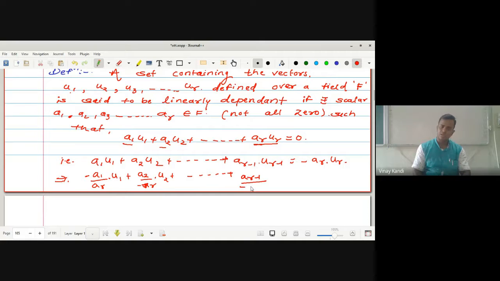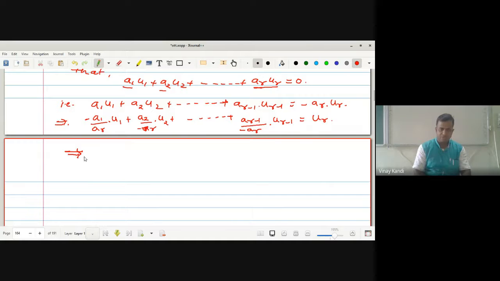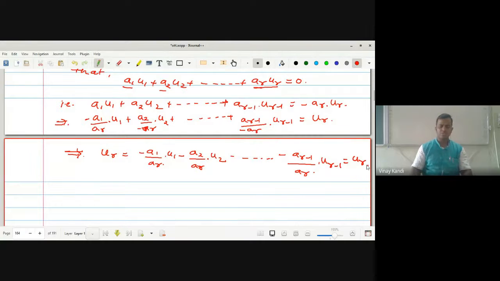Plus minus ar minus 1 upon ar into ur minus 1 is equal to ur. Now look at here. So this implies ur is equal to minus a1 upon ar into u1 plus minus a2 upon ar into u2 plus up to so on, plus minus ar minus 1 divided by ar into ur minus 1. Now what is the meaning of a linearly dependent vector? One vector, ur, is dependent on u1, u2, up to so on ur minus 1. This is the meaning of linear dependence of a vector. Okay, got it? Any doubt up to here?